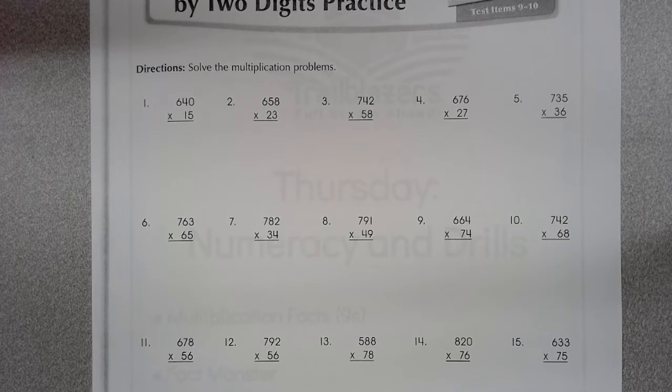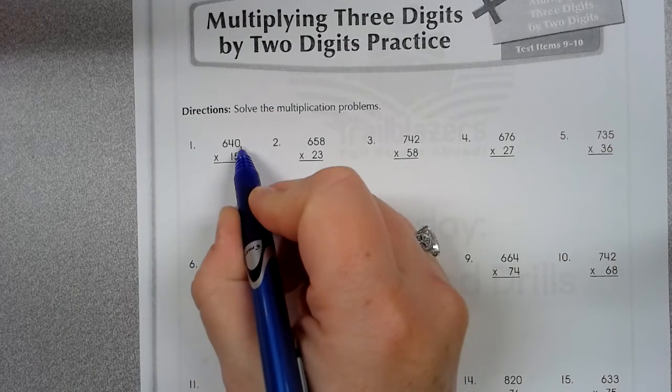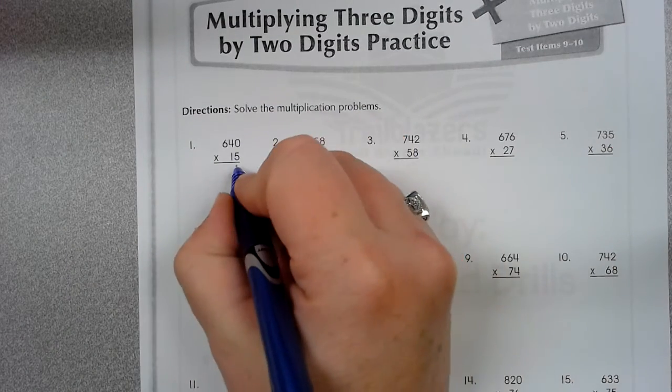Number 1 is 640 times 15. So 15 is a pretty easy number to multiply by because it breaks up into 10 and 5, so it's really not that difficult. So 5 times 0 is 0.